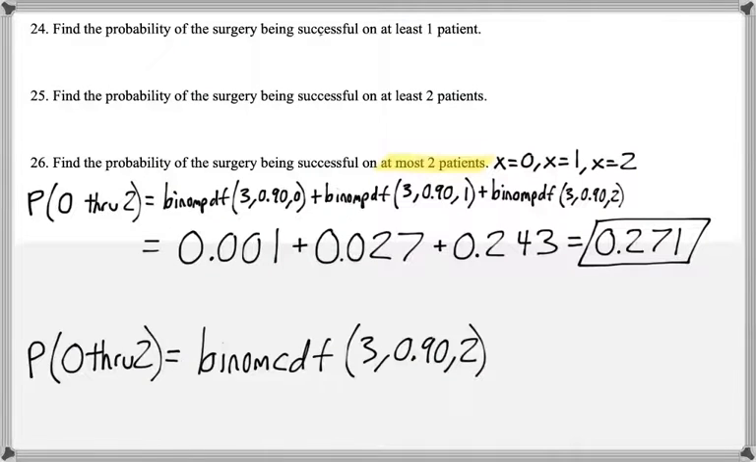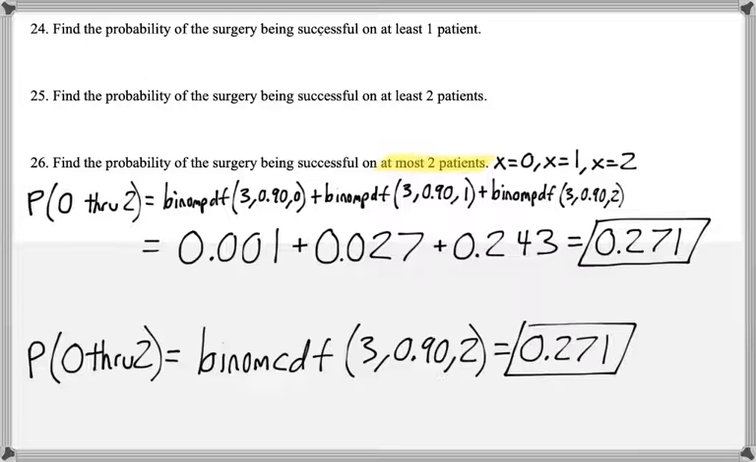So the binomial CDF calculates multiple binomial PDFs all at once. And again, it starts at 0 and works its way up to whatever number you type in. And in this case, we typed in 2.